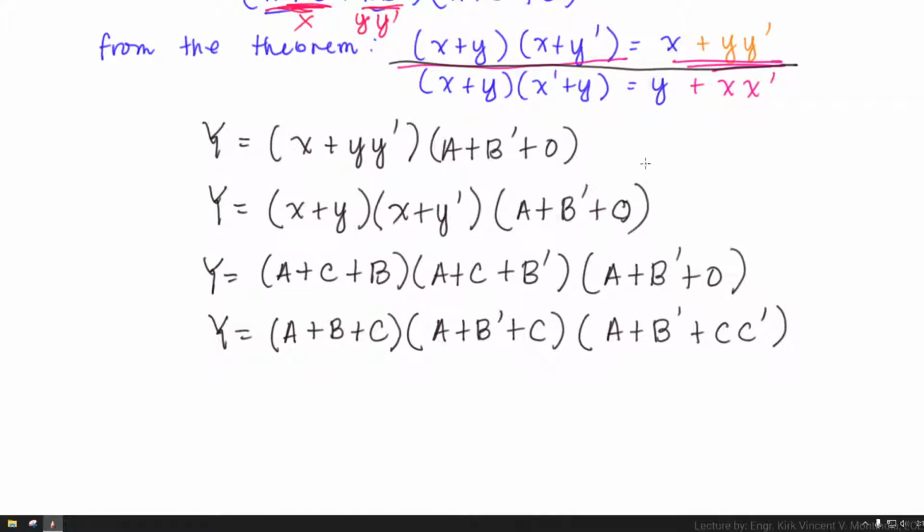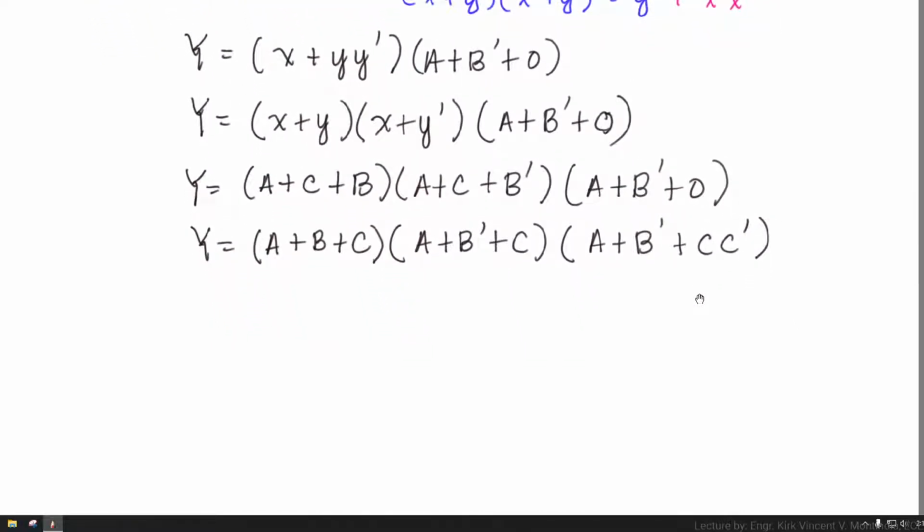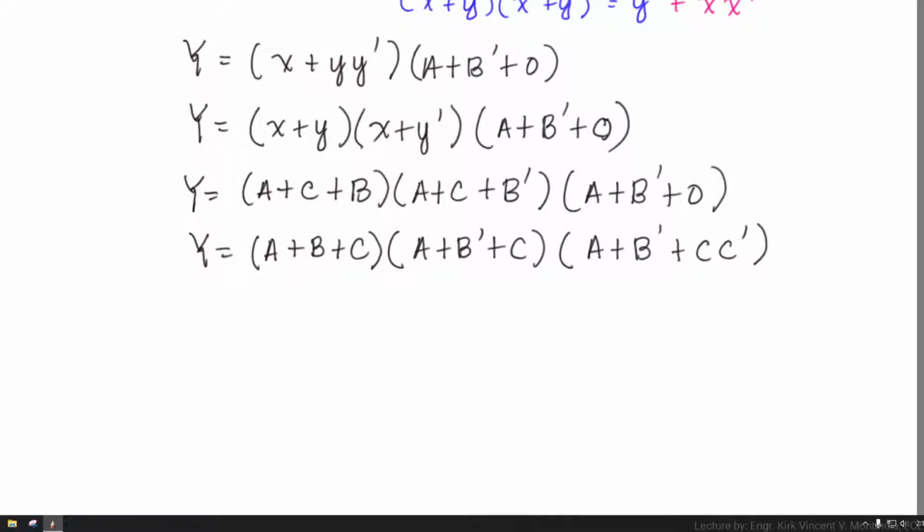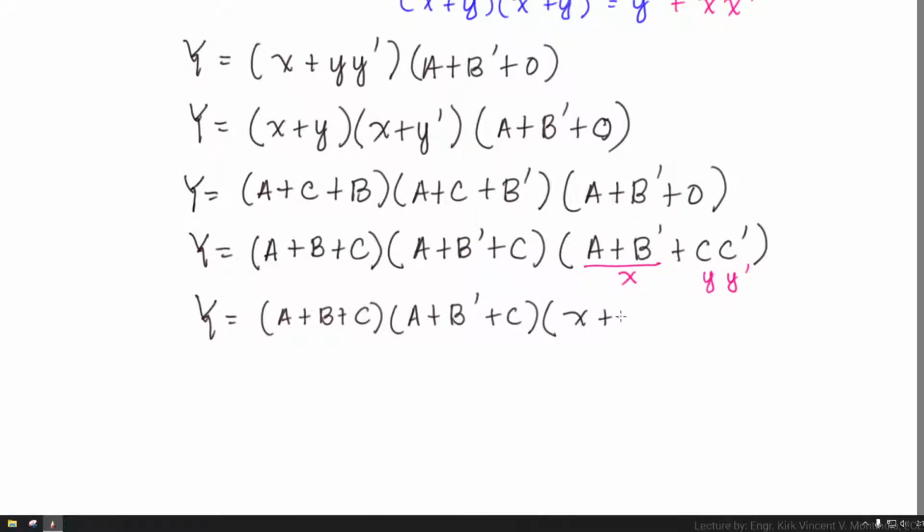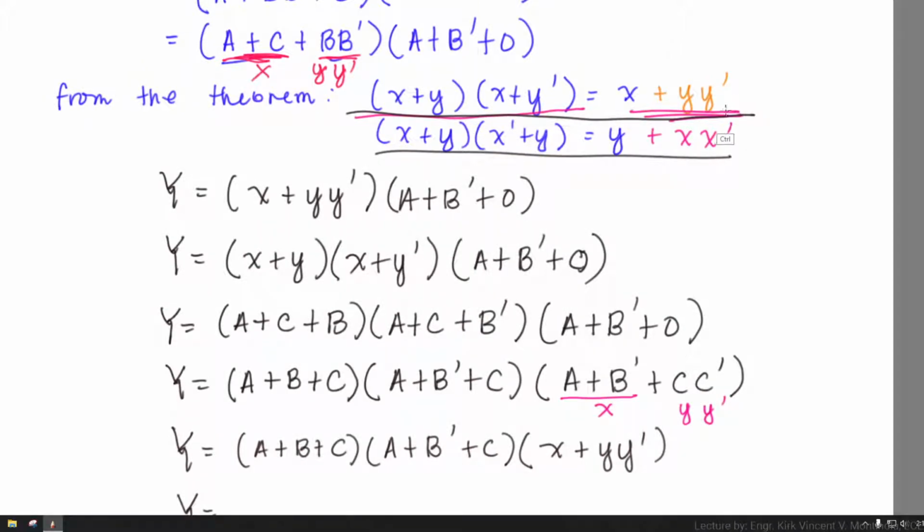Okay, then you'll be having the same process class kanina. Okay, so wag nyo na itong pakialaman kasi yan ay na-simplify mo na, kompleto na siya. You could represent this one as x, then this one is y, and this is y prime. Okay, then let's proceed with y is equals to a plus b plus c and the rest of the equation. See? And then, ano natin? X plus y, then y prime. Okay, we know that it has a factor similar to this one, right?